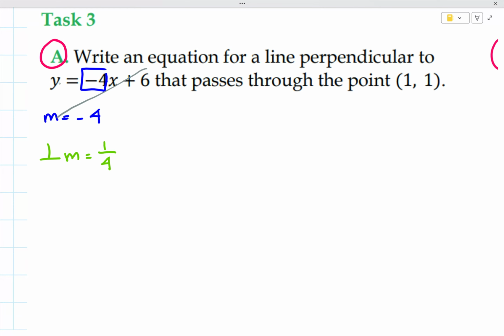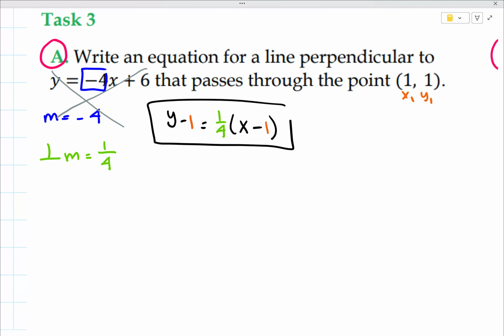So we're kind of done with all of that, and we're going to use our point that they gave us, x1, y1. And we're going to practice in both formats, even though I didn't specify in the directions. We're going to practice both like we did last week. So y minus y1, which is 1, equals our perpendicular slope, 1/4, times x minus also 1. And we would stop right here for that first equation in our point slope form.